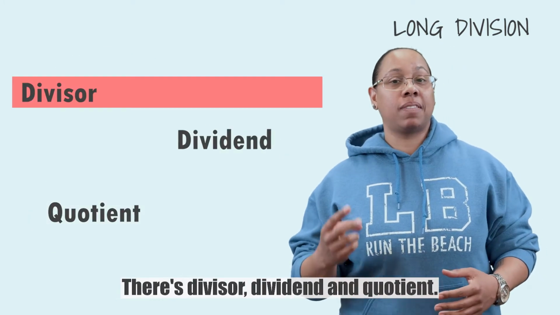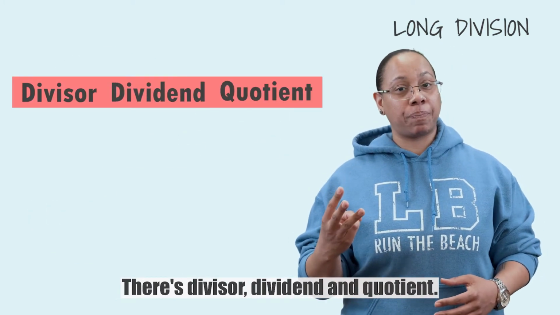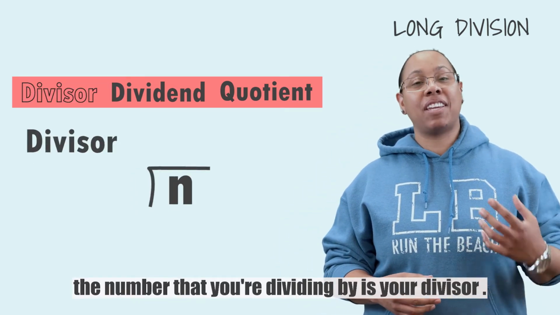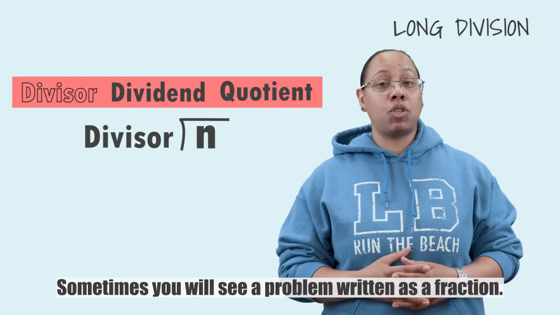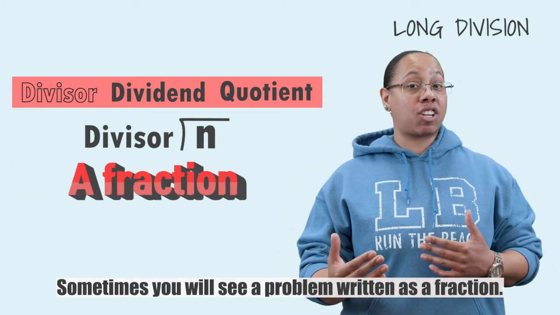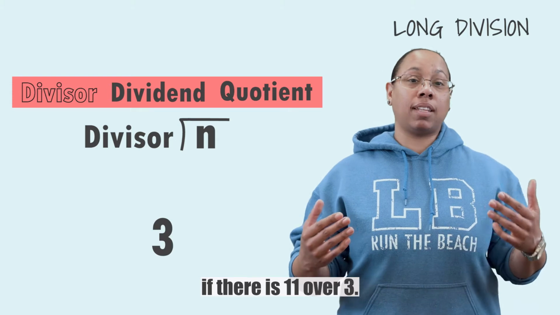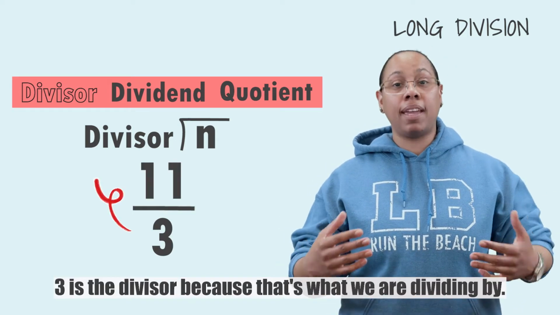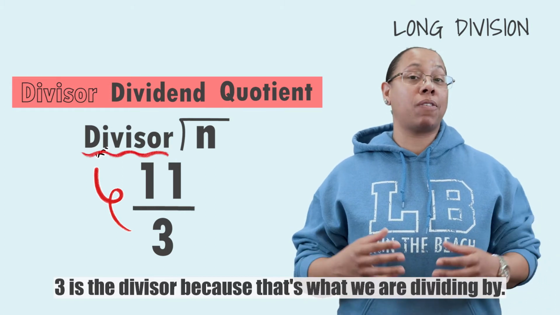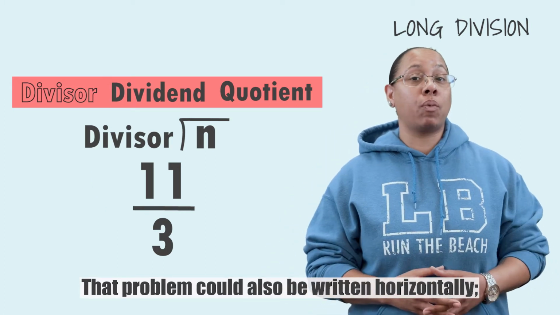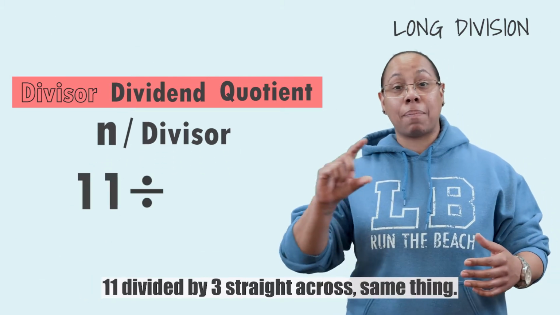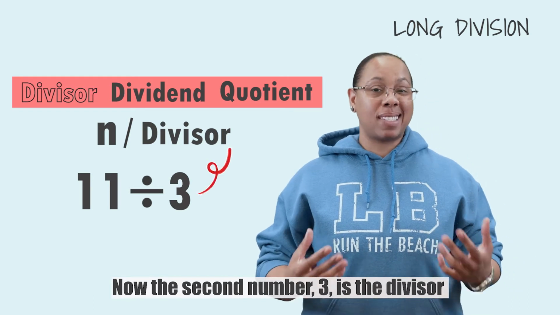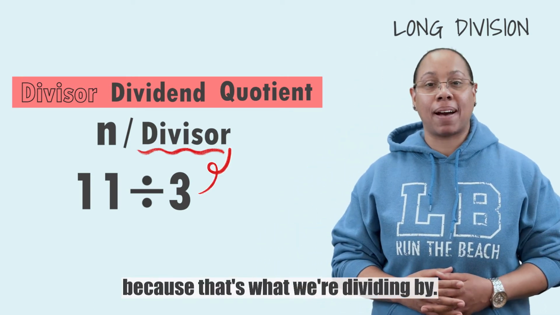There's divisor, dividend, and quotient. When you have a division problem, the number that you're dividing by is your divisor. Sometimes you will see a problem written as a fraction. For instance, 11 over 3 can be read as 11 divided by 3, where 3 is the divisor because that's what we are dividing by. That problem could also be written horizontally, 11 divided by 3, straight across. Same thing. The second number, 3, is the divisor because that's what we're dividing by.